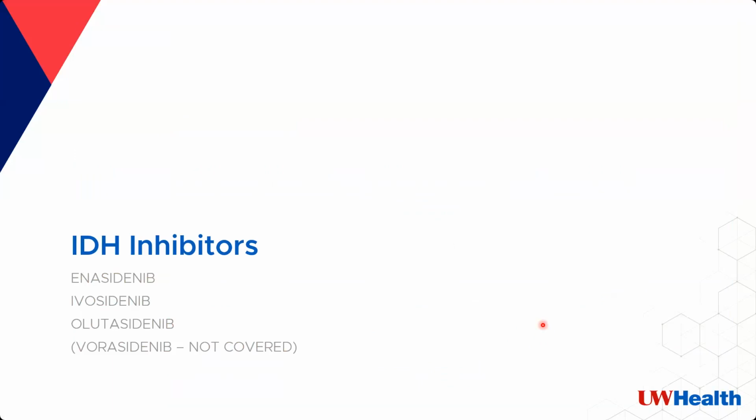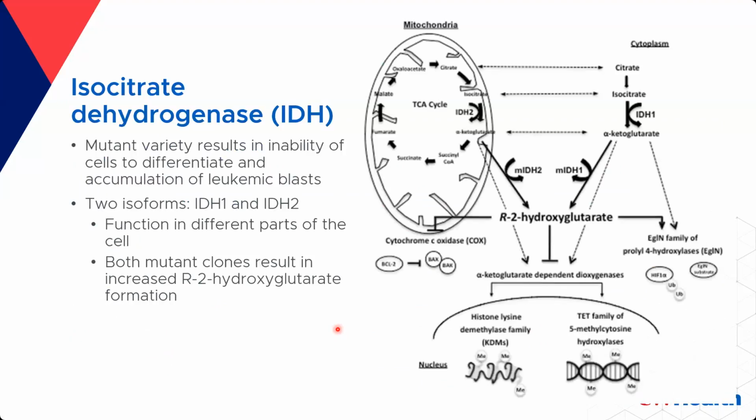Moving on to IDH inhibitors, our agents will be enasidenib, ivosidenib, and the newer agent olutasidenib. There is a relatively newly approved IDH inhibitor called vorasidenib, although that's currently approved for use in CNS malignancies, so I'm not going to cover that in this presentation.